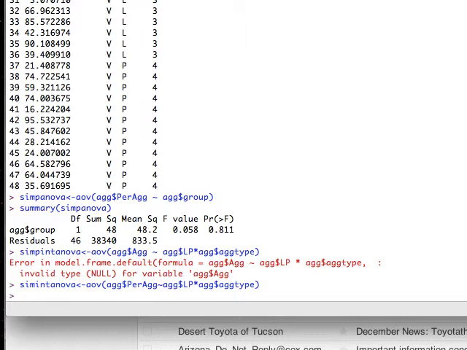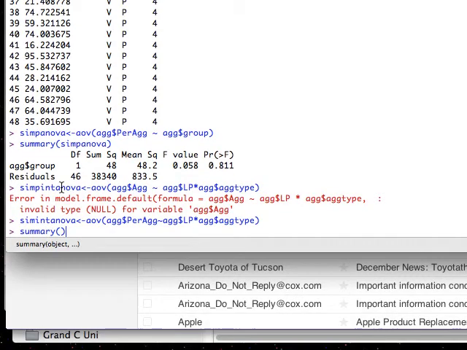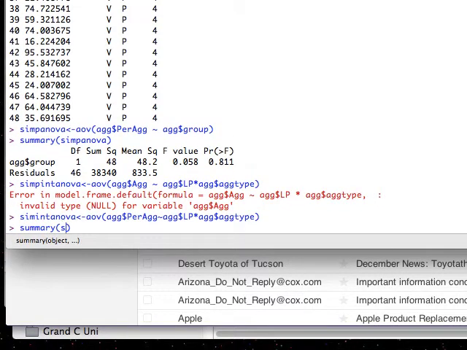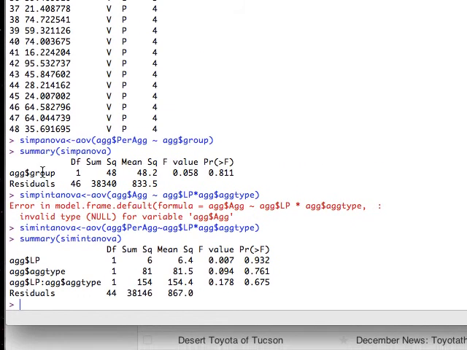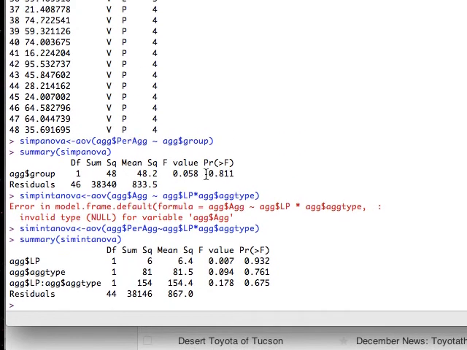Everything went okay. And then we want a summary of the data we just created. So we created it in the variable simple int ANOVA, so the simple interaction ANOVA. All right. And then here, when we just compare the groups, we only get one output. So here's the F value for the groups.